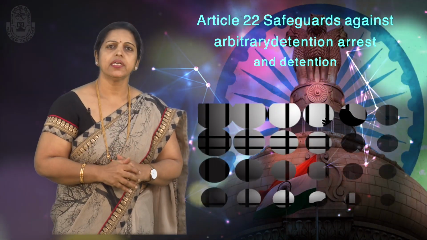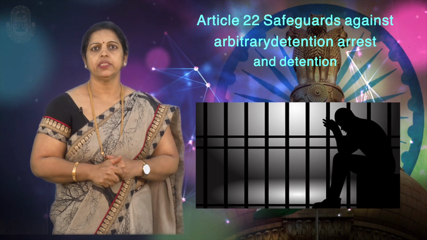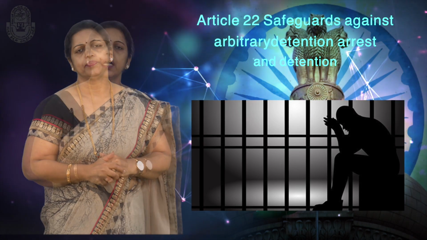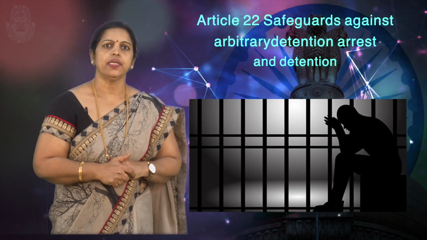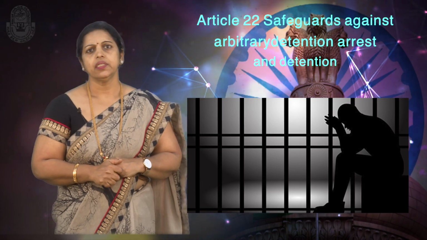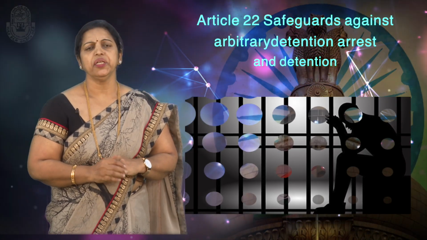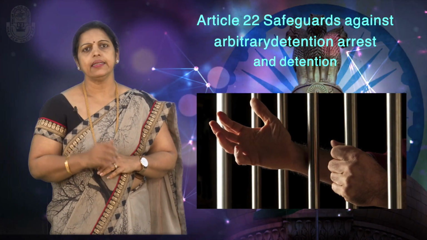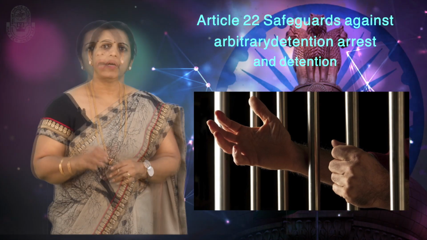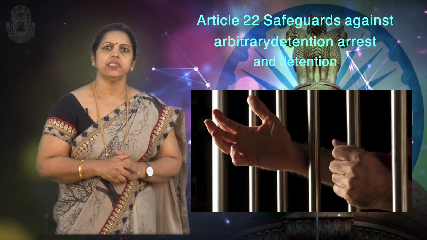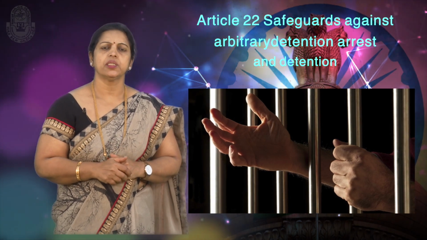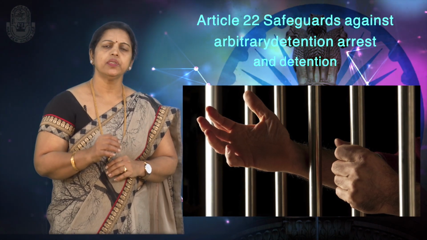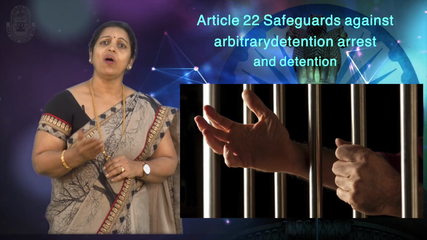The right to freedom guaranteed under Article 22, that is, safeguards against arbitrary arrest and detention. Article 22 is constituted within the right to freedom. This article is covered in two major parts: protection and rights granted in case of arbitrary arrest, also known as punitive detention, and safeguards against preventive detention. The main difference is whether a person is charged with a crime or not.